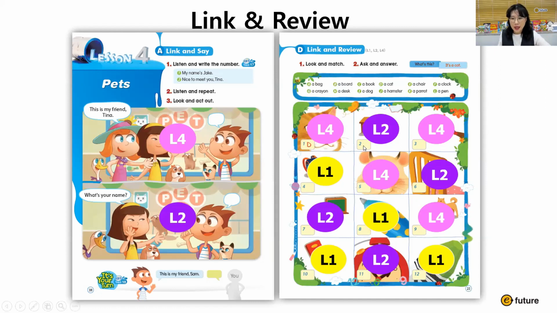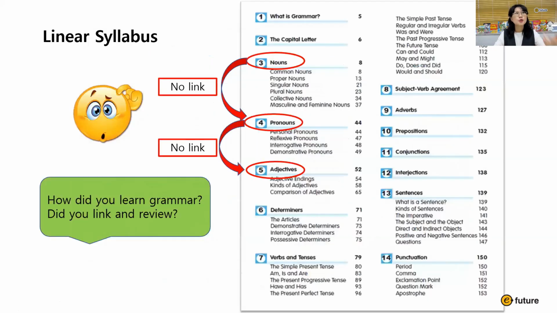And if you look at this page, L4 is the new target for this lesson, right? But then you practice that together with L1 and L2, the old targets from lesson 1 and lesson 2. So you practice everything together after learning the new targets. That will help students remember and use the language.